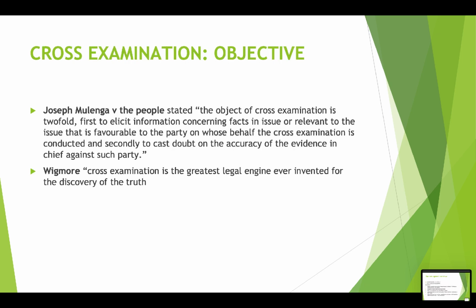Now we can go to cross-examination. Wigmore called it the greatest legal engine ever invented for the discovery of the truth. Then in the case of Joseph Mulenga v. the People, the court stated that cross-examination has twofold objectives. The first one is to elicit information favorable to the cross-examining party. The second one is to cast doubt on the accuracy of the evidence given in chief.